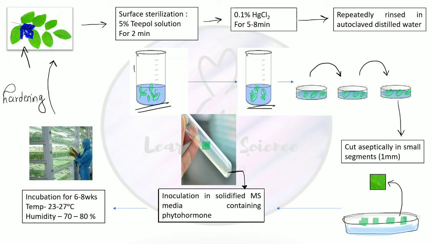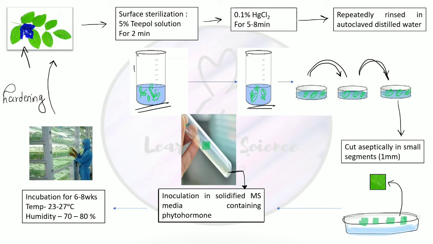After that, it is also important to remove the traces of the sterilants using autoclaved distilled water. Whatever water you are going to require at every stage of plant tissue culture, it is autoclaved purified water. You can rinse it around 3 times in several petri dishes.